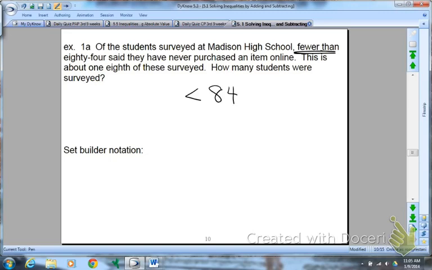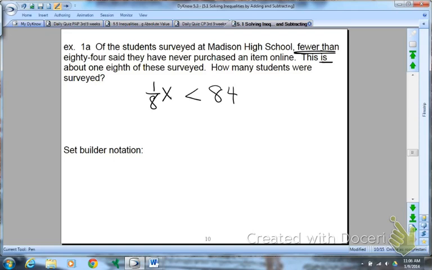Now, what stands for equal? In this case, we wouldn't use an equal sign, we're going to use a less than sign. 1/8 of these surveyed. Well, how many people were surveyed? We don't know. X. But 1/8 was surveyed. So how would we write that? 1/8 x. There is the equation.